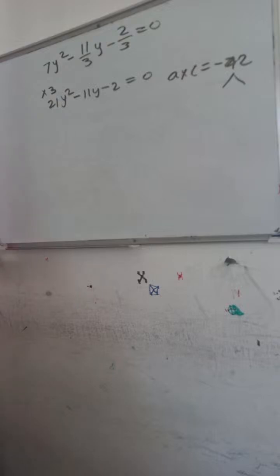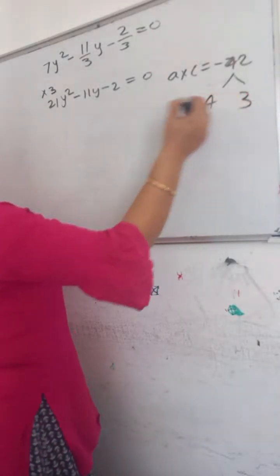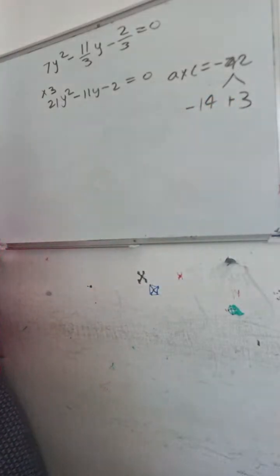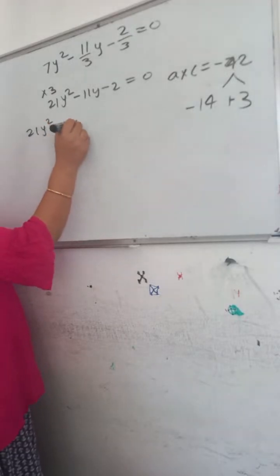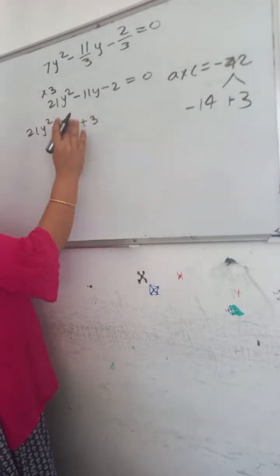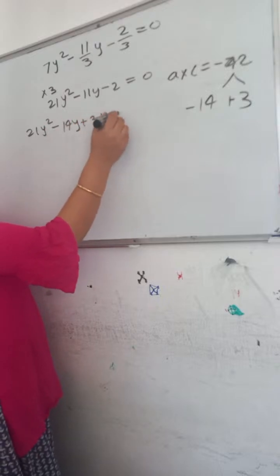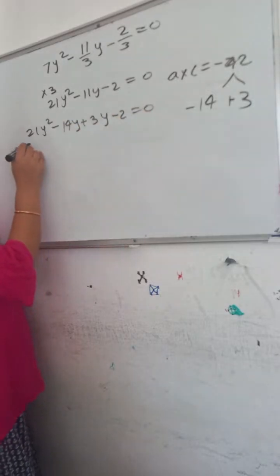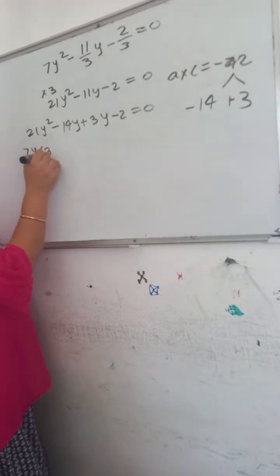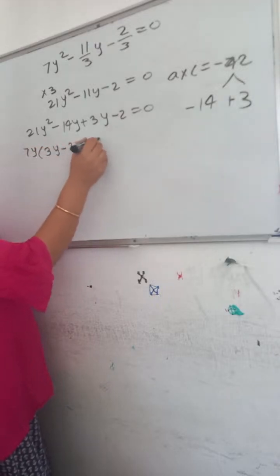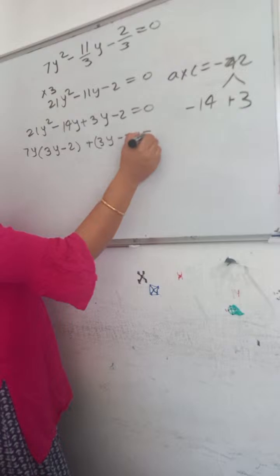12, 14 and 3. 14 and 3 with minus and this is plus, so here 21y squared minus 14y plus 3y minus 2 is equal to 0. So here 7y will come out. This is 3y minus 2, and here in the bracket, y minus 2 is equal to 0.